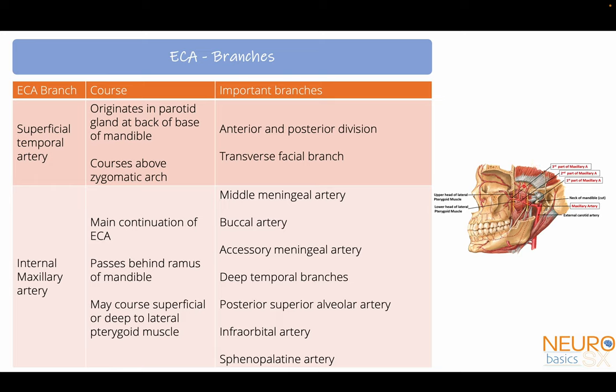The internal maxillary artery, on the other hand, is the main continuation of the ECA. It will pass behind the ramus of the mandible, and it will course superficial or deep to the lateral pterygoid and give rise to multiple different branches. An important one to remember, obviously, is the middle meningeal artery.